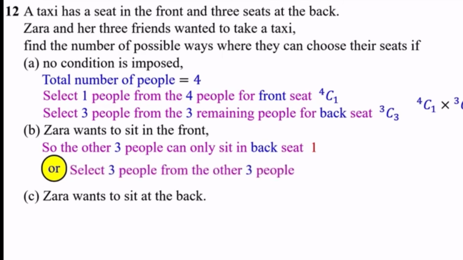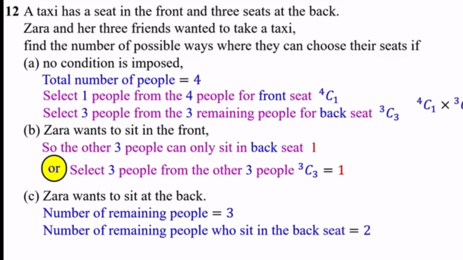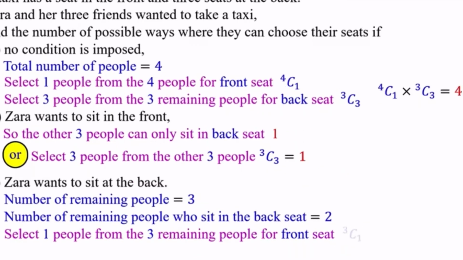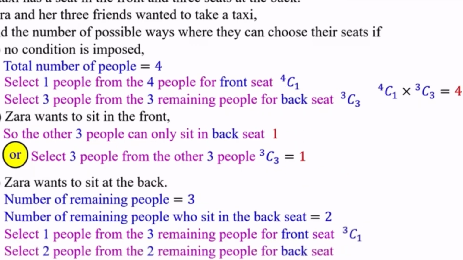So how about C? Zara wants to sit at the back. If Zara wants to sit at the back, so Zara goes to the back, 1C1, 1 way, and then we have 3 remaining people. We will assign 1 of them to sit in front, so it will be 3C1, and the balance will sit at the back, which is 2C2. So the answer is 1 times 3C1 times 2C2. So the answer is just 3 ways, right?